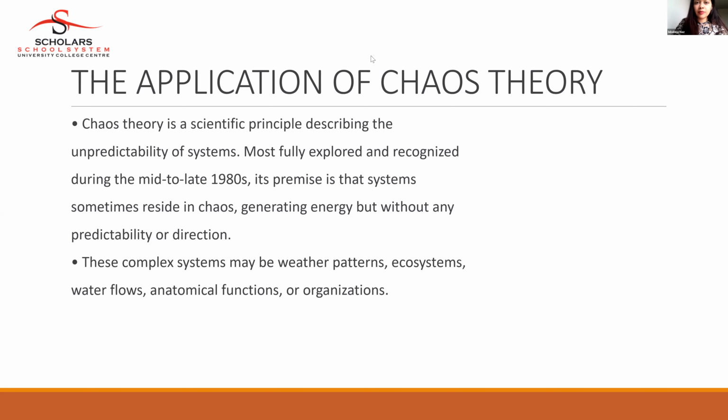So there is another type of leadership theory that comes into play in many organizations, which is known as the application of chaos theory. This chaos theory is a scientific principle describing the unpredictability of systems, which was fully explored and recognized during the late 1980s. So these complex systems could be adverse situations that could be chaotic for an organization. It could be weather patterns, ecosystems, water flows, anatomical functions, or the organization itself. And leaders need to adapt and get through this chaotic situation.